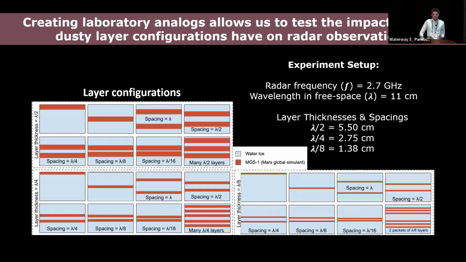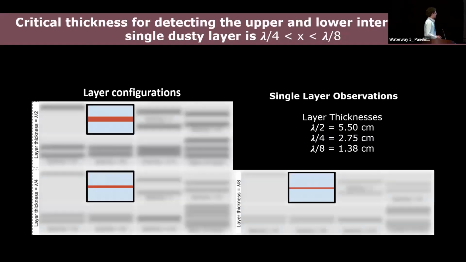And so in total, I plan to test around 64 different layer spacing and thickness combinations, all the way down to wavelength over 16 thicknesses and spacing, which is around 0.68 centimeters. I've only gotten through a few of my experiments, so I'm going to tell you about some interesting findings we have. First, we're going to focus on these single layers.